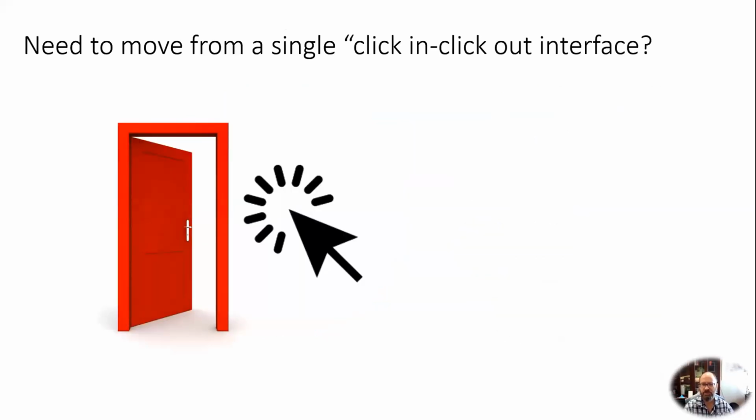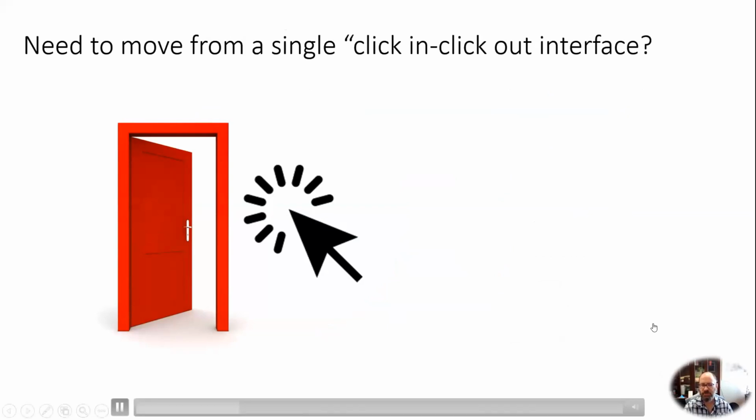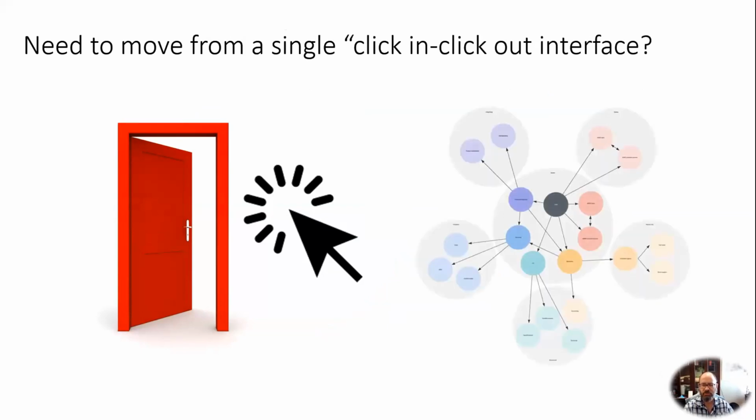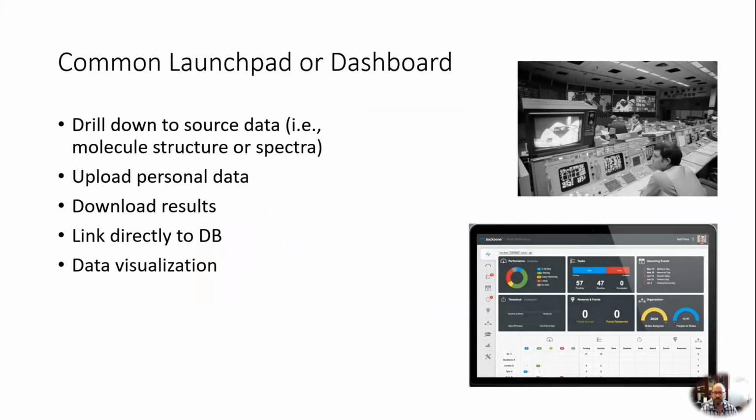So what we really need to consider is moving away from this single click in, click out interface. And by this I mean we put in a search term, we click in, we get some information, we pull the data we need, we click out, and then we go into another data set and get what we need. And what we really need to be moving towards is these networked databases. So in order to do that, we need to consider common launchpads or dashboards.